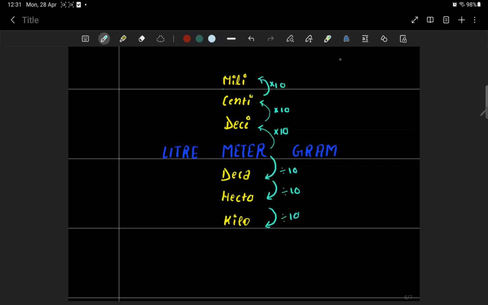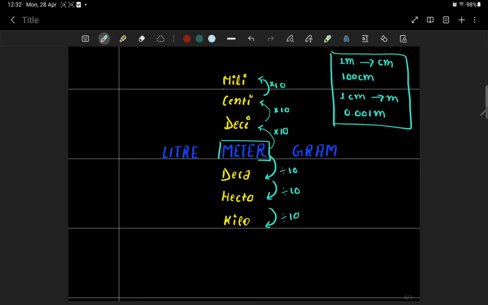So if you need to convert 1 meter into centimeter, we'll multiply it by 100, so it would be 100 centimeter. And if you need to convert 1 centimeter into meter, you'll divide it by 100. This meter is a unit, right? The same can be done for liter and prefixes.